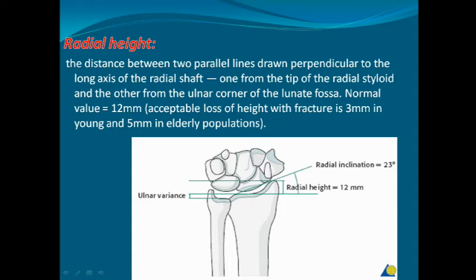The acceptable loss of height with fracture is 3 mm in young and 5 mm in the elderly population. So this is its importance. We can compare this with the side which is normal for any patient. If we have done any conservative management and reduced the fracture, then you measure the radial height. If it is within 3 mm to 5 mm, we can take that as acceptable, but if it is more than that, then we can say that we have inadequate reduction.